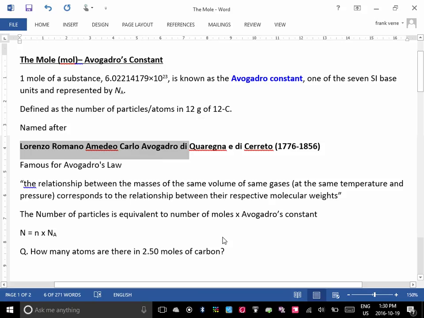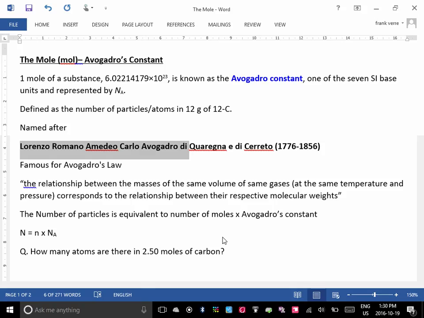If you want to know, think of a mole as this. A mole is defined as the amount of atoms or particles in 12 grams of carbon-12. So think about carbon-12, C12. C12 is an isotope of carbon and has a mass number of 12. So if I were to measure out 12 grams of C12, I would have 6.0221417 times 10 to the 23 particles.